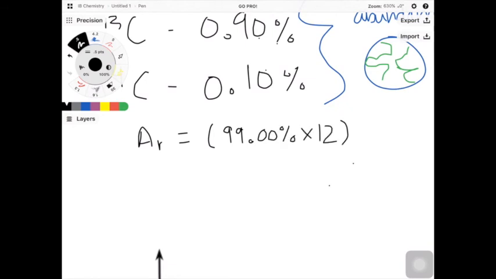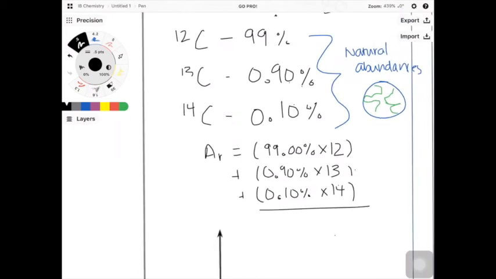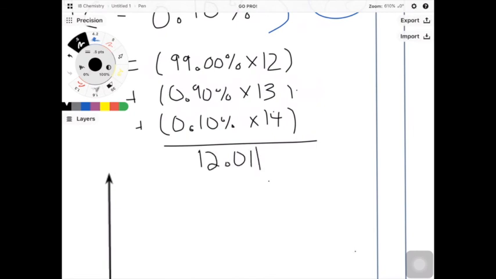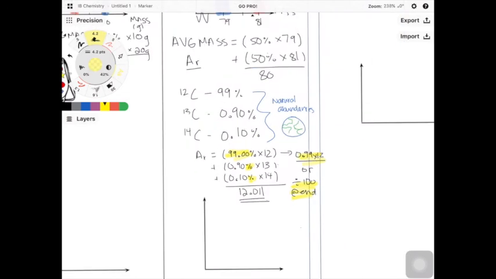So again, we can measure the relative atomic mass, symbol Ar, by multiplying our percentages, our natural abundances, by their respective masses, and we can figure out the relative atomic mass, and that's the mass that's reported on the periodic table. Okay? And so again, don't forget to either convert to decimals or divide your number by 100 at the very end.